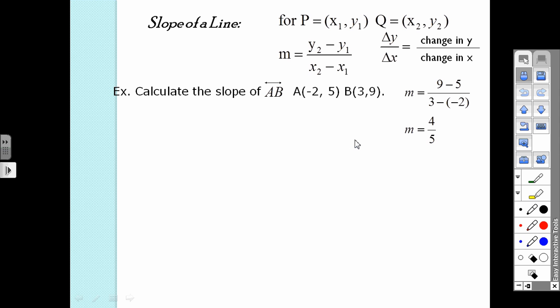Okay, so next what we're going to do is take a look at some different slopes of lines and classify them. So the first one we're going to look at is the slope of a line that is kind of going up to the right. So if you see that it's going up to the right here, that is designated as a positive slope. So if you were to calculate that out, your answer would be positive.